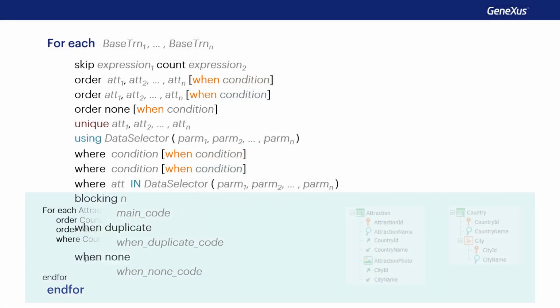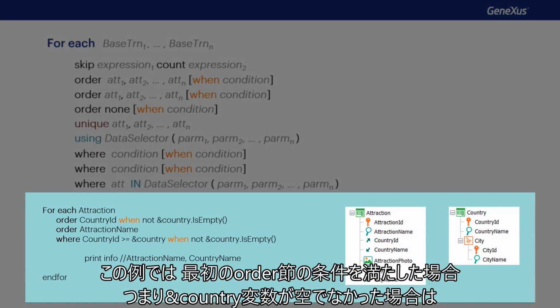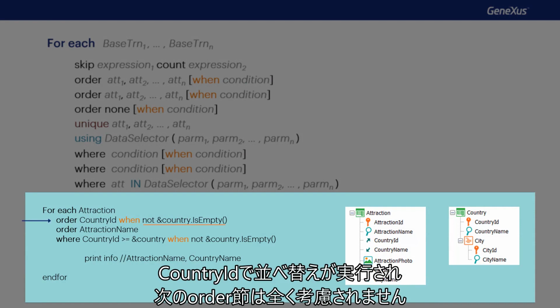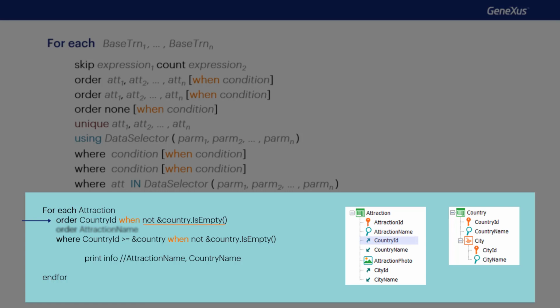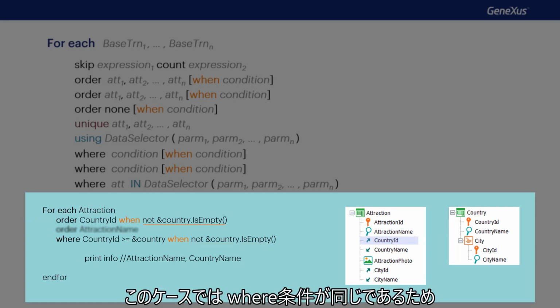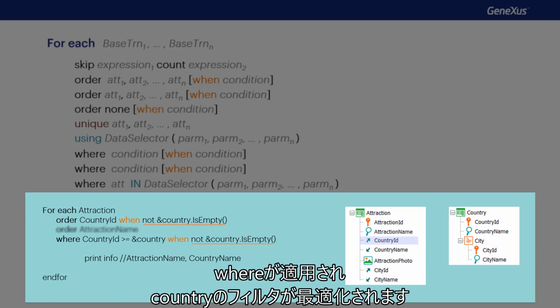In this example, if the condition of the first order clause is met, that is, the country variable is not empty, it's sorted by country ID, and the following order clause is not considered at all. Since in this case the where condition is the same, the where will be applied, and the country filter will then be optimized.